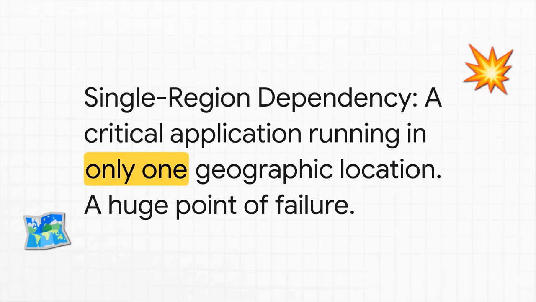So for our example, we're going to use a classic, single region dependency. This is a big one. It just means a critical piece of your application is running in only one physical geographic location. So what happens if that entire region has an outage? Could be natural disaster, could be a simple tech failure, doesn't matter. Your service is just gone. It's a massive and, honestly, an often overlooked single point of failure.